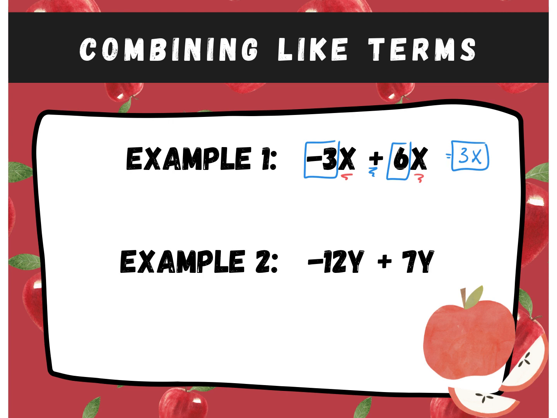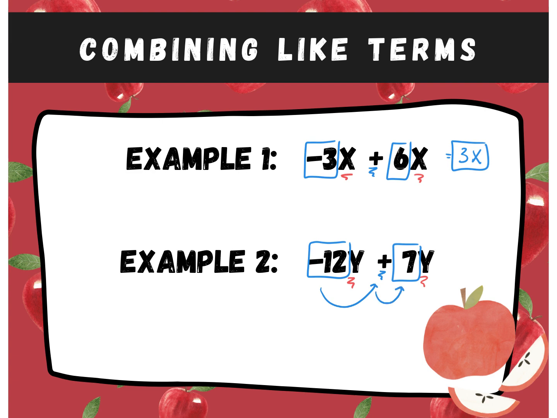Now in example 2, it's the same process. I'm looking to see that I have like terms. In this case, they're y's, they're not x's, but they're still like terms because they both have a y. So what I'm really going to tune into are the coefficients for those y's, the negative 12 and the 7. Now, when it comes to adding like terms or subtracting like terms, or combining like terms in general, remember, you're going to look at the sign in front of each number. So the 12 is obviously negative. I can see that. And then the 7 has a plus in front of it. So what I'm doing is taking negative 12 and I'm adding 7.